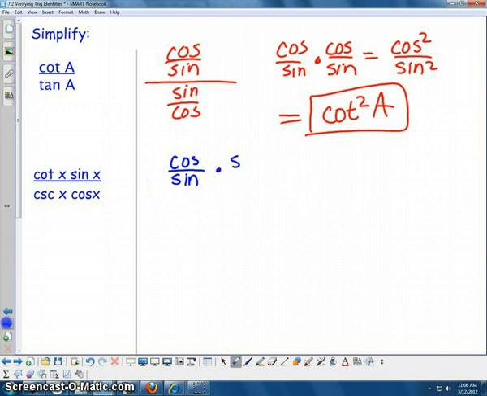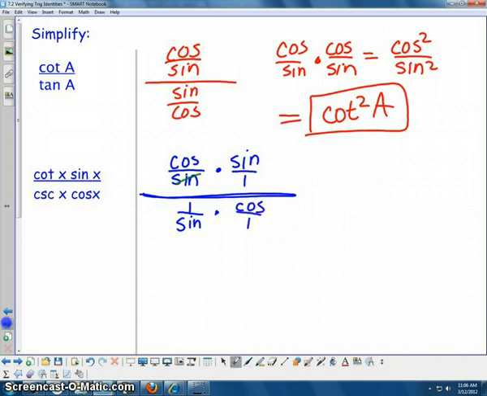Sine of x, well, that's just sine. Okay, I'm going to put it as sine over 1. It was being divided by cosecant, 1 over sine, and then cosine x. I'm just going to put cosine over 1. Let's see, what can we reduce here?